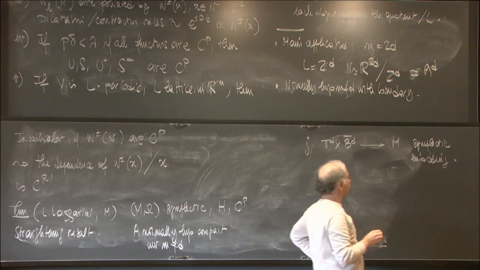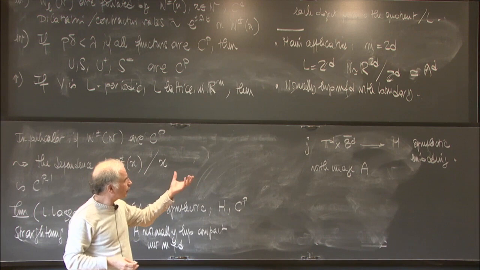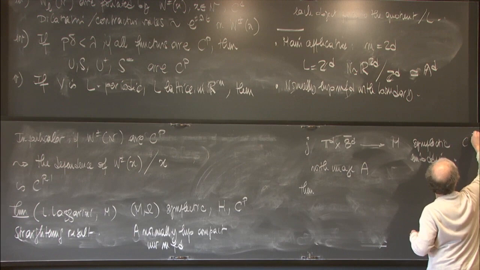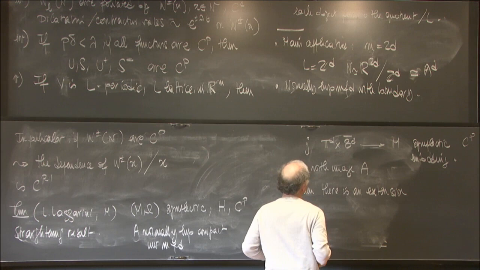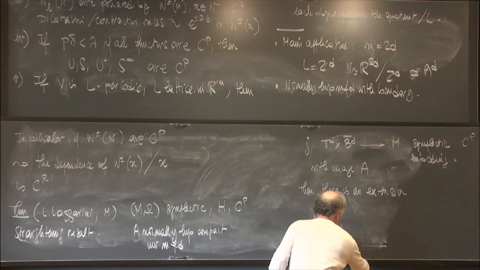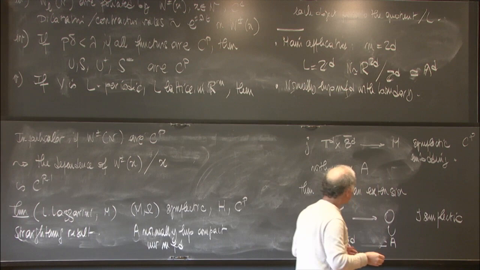So your A is the image of an annulus, a compact annulus, in R2D. OK, then, and assume this is CP. Then there is an extension, J, from an open neighborhood of TD times BD to an open neighborhood of A, symplectic, which straightens the leaves of the manifold A.